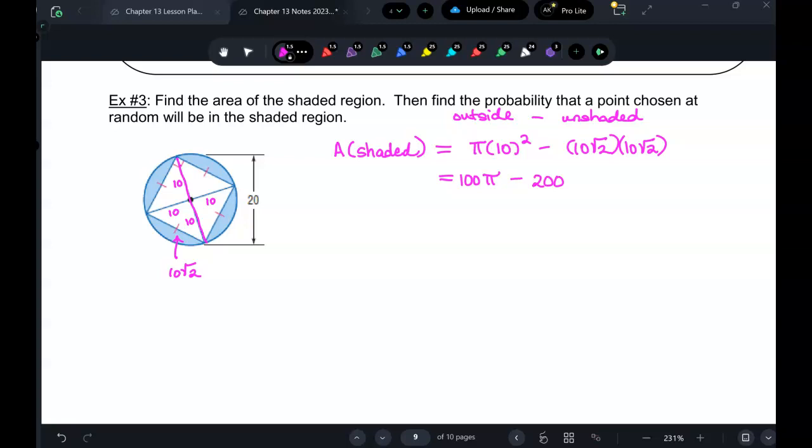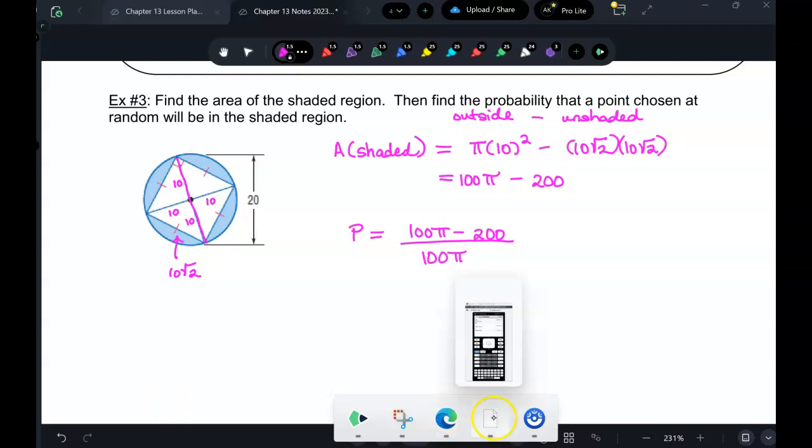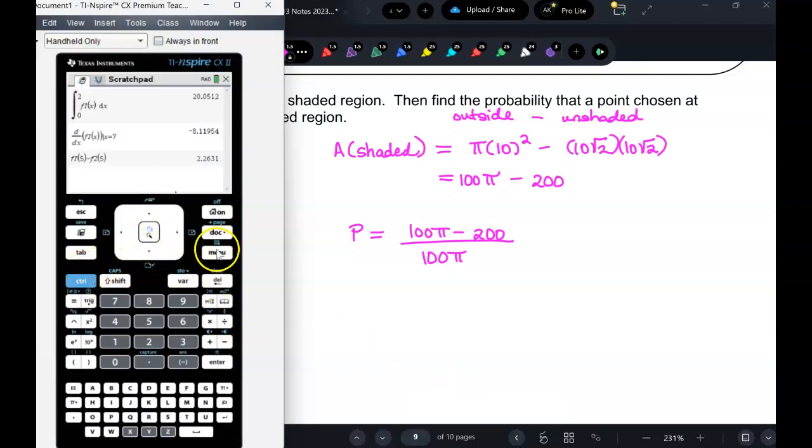Now, I can change this into a decimal at this point, but because for my final answer I want to be able to round to the hundredths place. So find the probability that a point chosen at random will be in the shaded region. That's going to be 100 pi minus 200 over 100 pi. Whatever you put in the denominator is the large outside region. So on our calculator, we could just plug this all in. You'll need your calculators today.